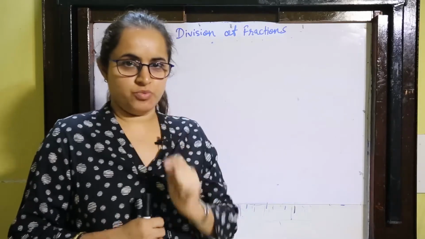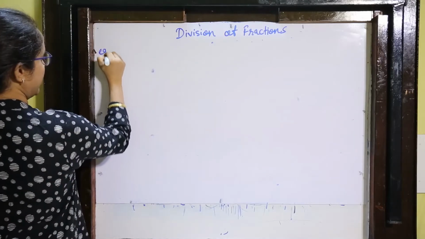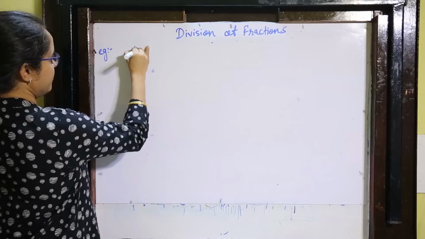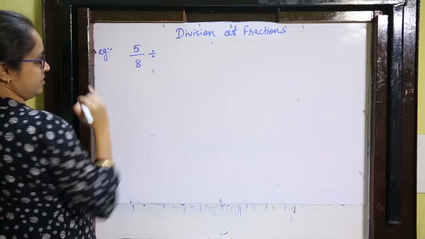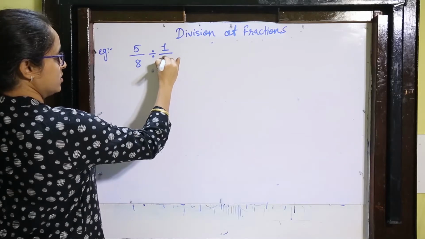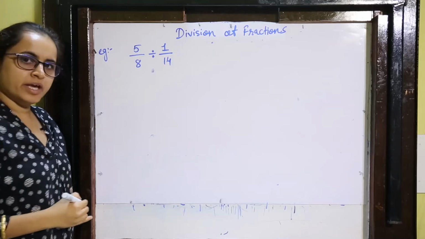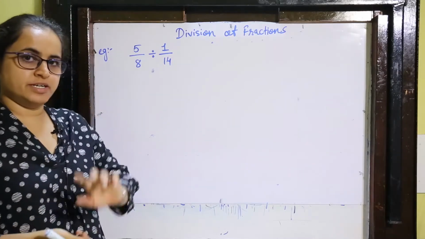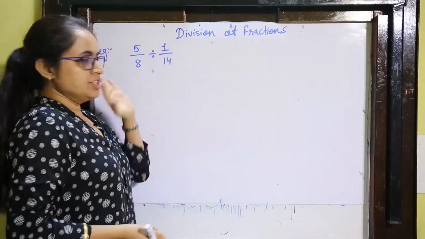How do I explain? Suppose I want to divide, you don't need to write this, just observe it. I want to divide 5/8 by 1/14. Okay, you will ask, teacher, how do we do the division? There are three steps. Listen very carefully. Three steps of division.